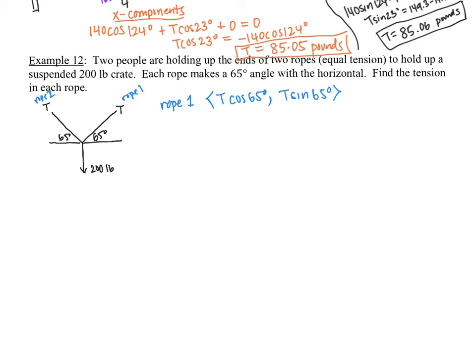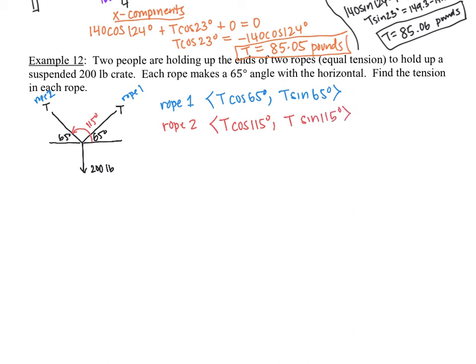The direction angle is not the same though, because remember the direction angle has to come from the positive x-axis. So I actually need this angle in order to put it in component form. If that's 65, if I do 180 minus 65, the direction angle for rope 2 must be 115. So rope 2 is going to be t cosine 115 degrees, t sine 115 degrees.